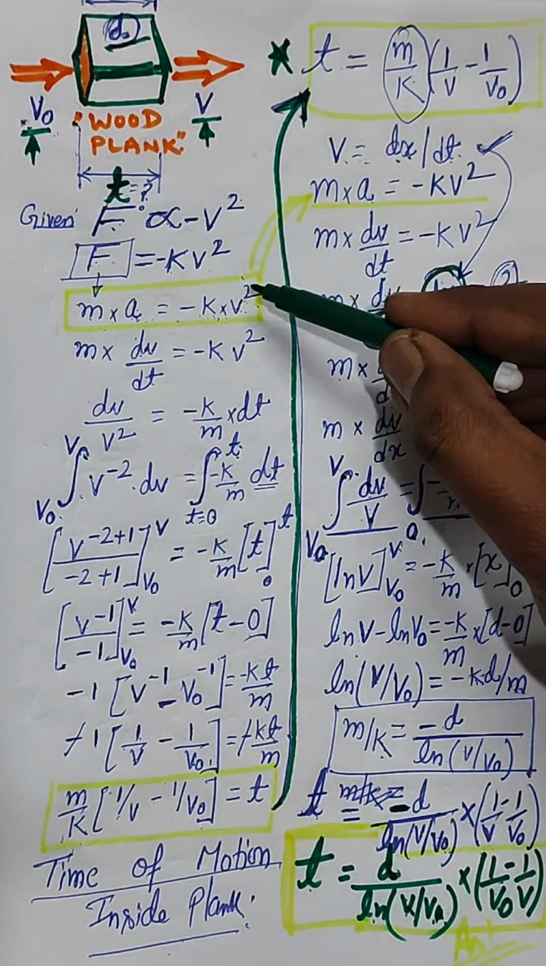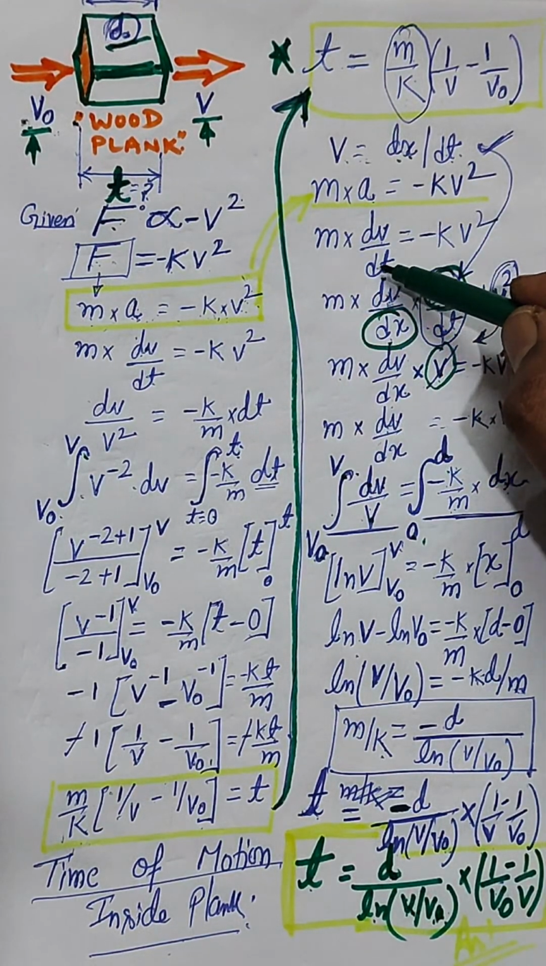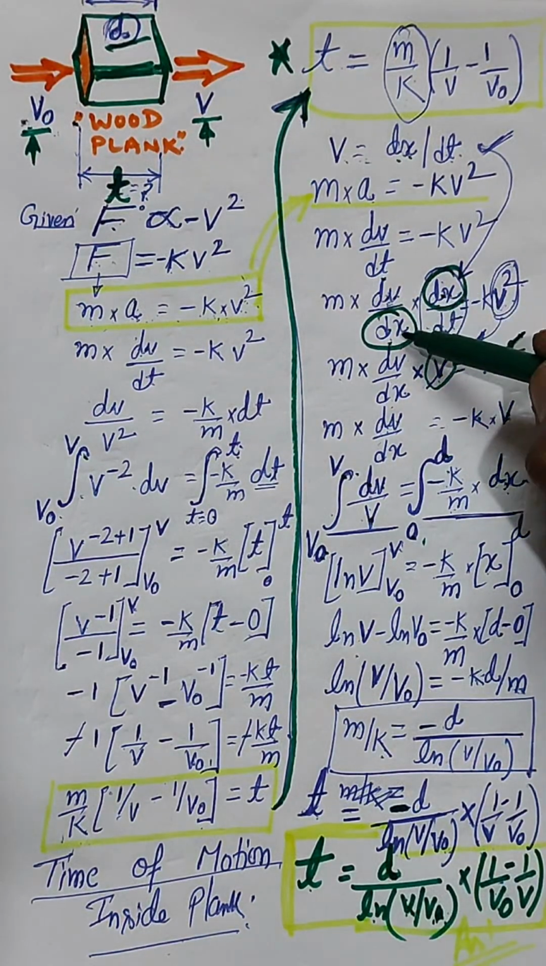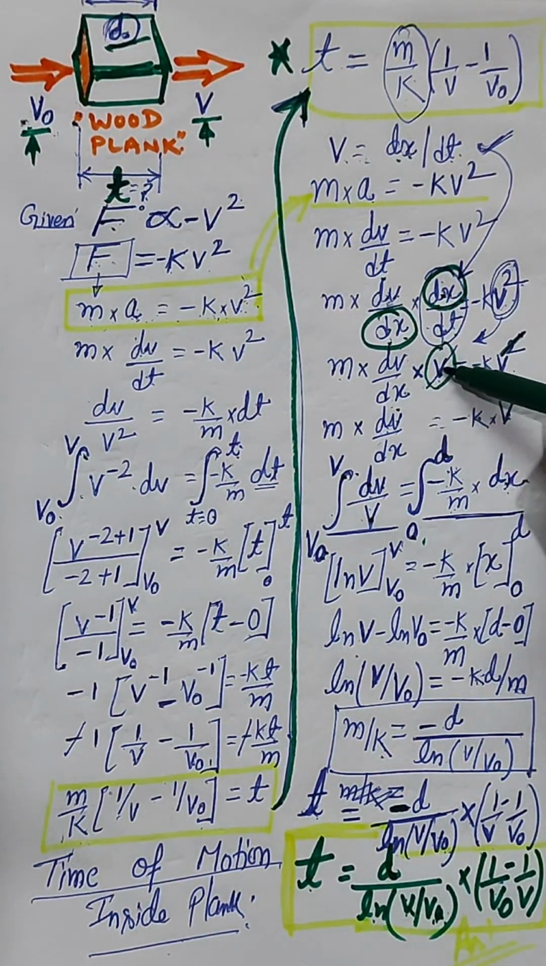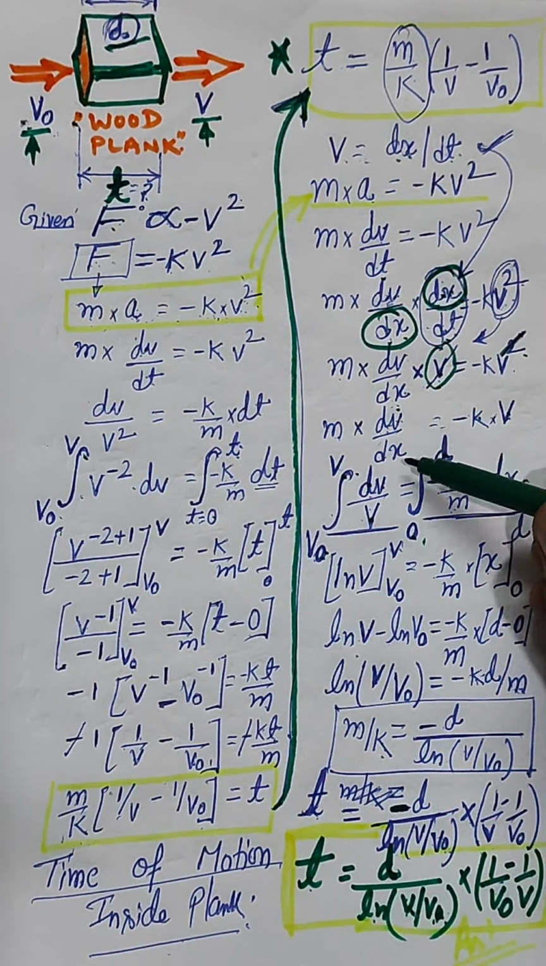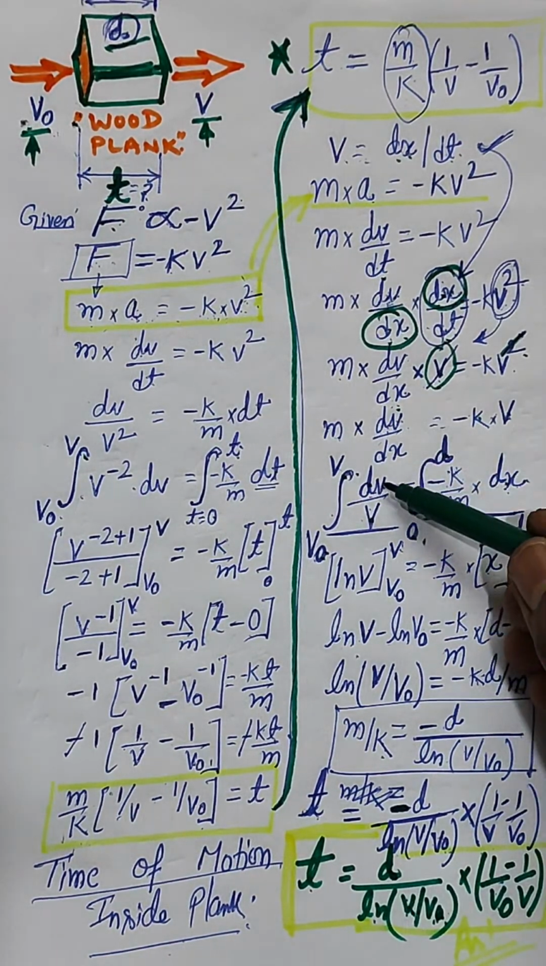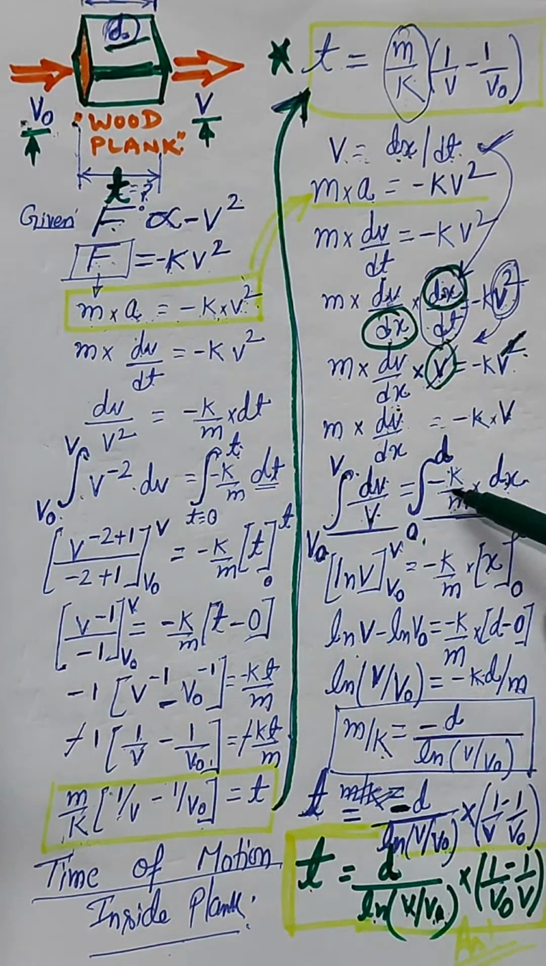And through this, the relation ma is equal to minus kv square, right? So here a can be written as dv by dt, and dx can be introduced into the numerator and denominator. So dv by dx can be written over here, and dx by dt is v. This v will cancel one of the v, and finally we will get a relation in the form of dv and dx, right? Now just bring all v terms into the LHS, it will become dv by v, and the RHS is equal to minus k by m into dx, right?